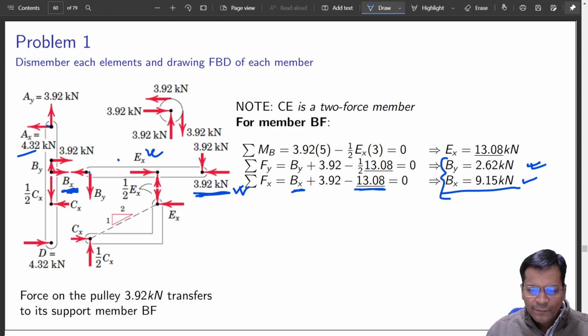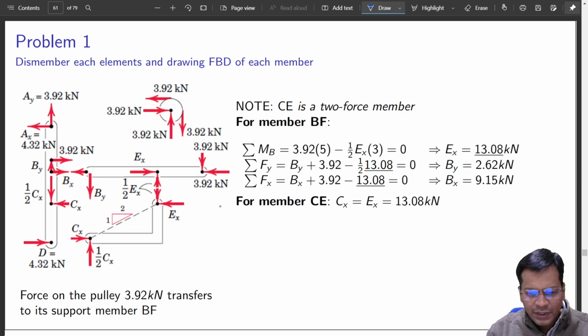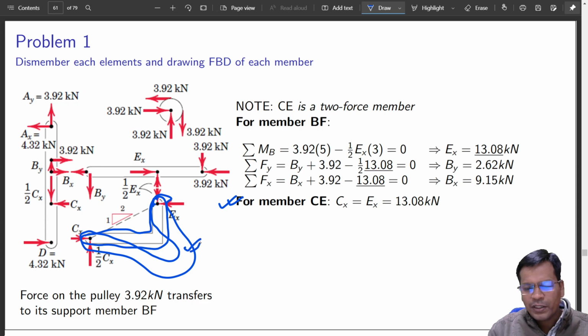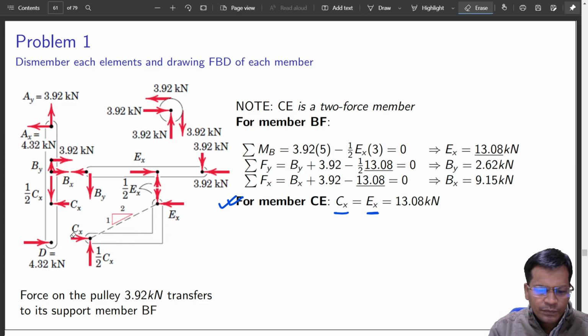Now moving ahead, member CE. CE, the simplest and the complex member. Simplest because it is a two force member, but for you it may be a very complex one because you still cannot get why it should be like this. It can be of any shape. I hope you got it already. So Ex is equal to Cx. Horizontal x forces should be the same. Okay, I'll remove them all.